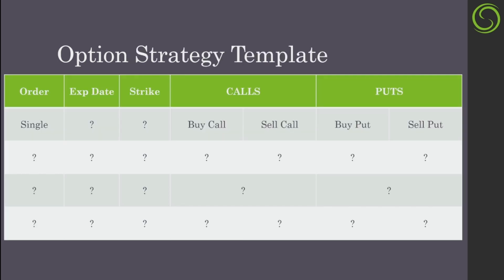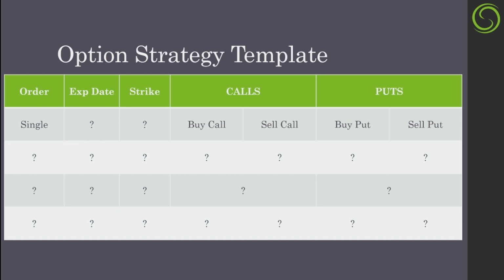Okay, so this is called the option strategy template. This is something that I produced to help new people better understand the many different option strategies. Obviously, right now you see a lot of question marks, and over the next few videos, we are going to fill in these top three rows, and then the fourth row down below will be future strategies that can use combinations of different things, and we'll get into more of that in future videos. But let's get into it and start with the single order.